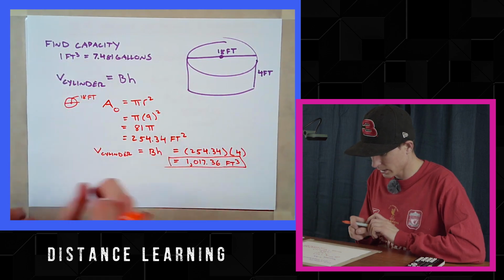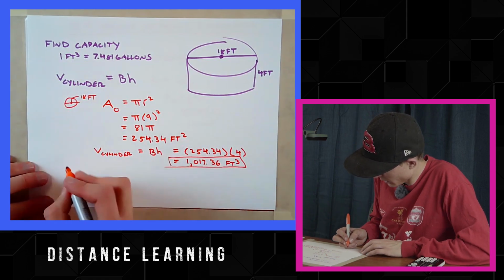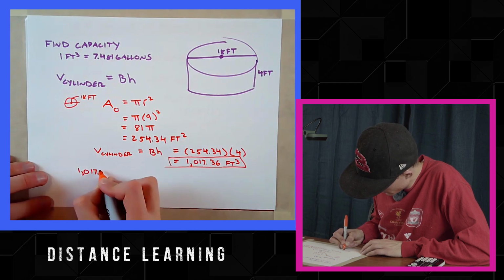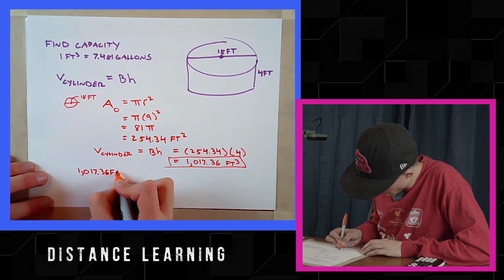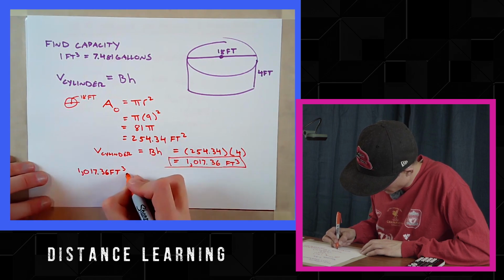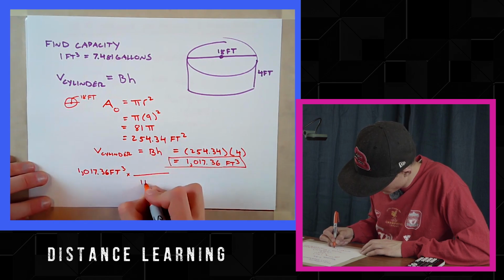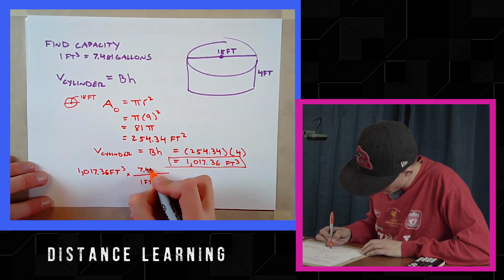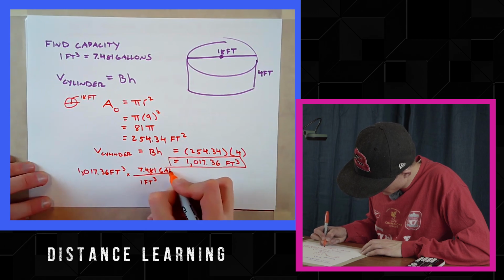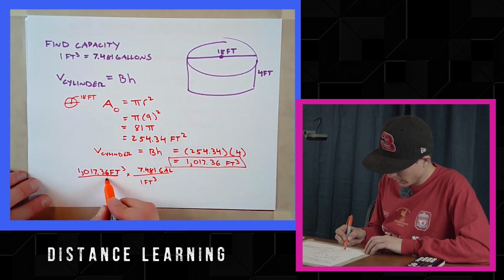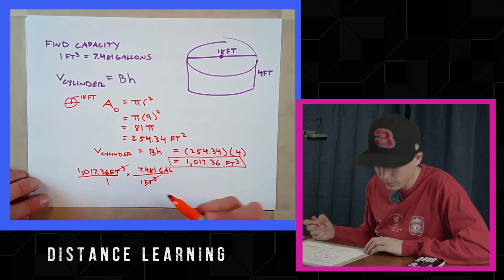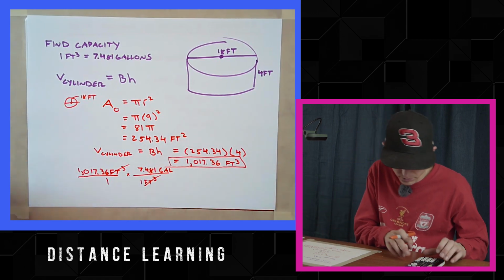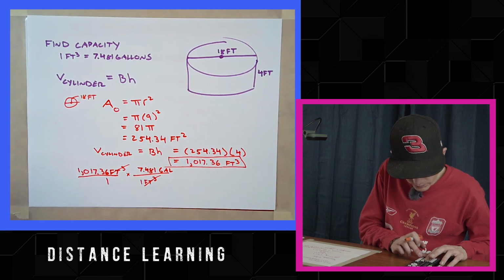Alright, but they didn't ask me for the volume. They gave me a ratio that I can use here though. So, I'm going to convert this volume to gallons. They told me, right, 1 foot cubed is 7.481 gallons. Notice how feet cubed cancel, and I'm left with gallons on top. So I multiply that by 7.481.